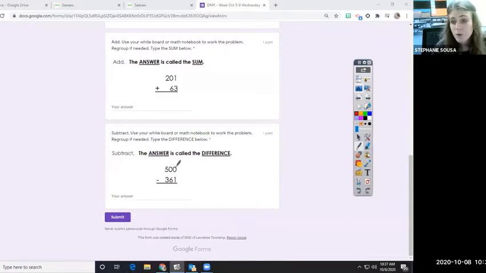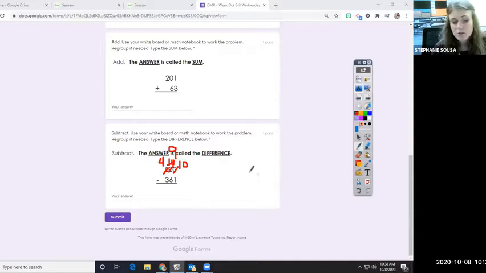I have 0 ones. That's impossible to subtract 1. So I need this to become a 10. The problem is there's nothing here. So I have to go to the hundreds. This becomes 4 hundreds and 10 tens. Now that there are 10 tens, I can double borrow, and now I have 10 here.